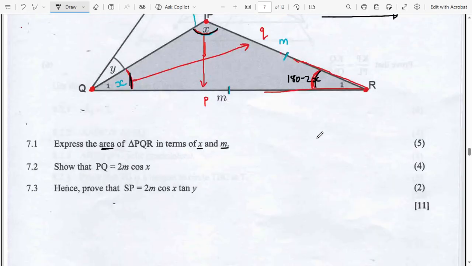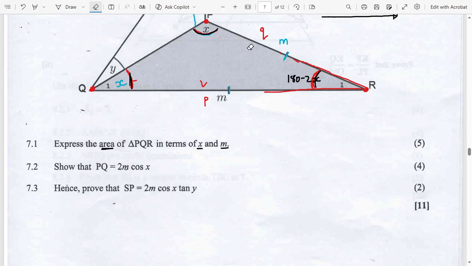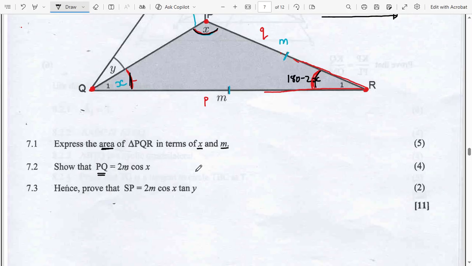Let's move to 7.2. 7.2 says that show that PQ is equal to 2m cos x. Okay, so let's assume that you don't have an idea what the question is saying or how to approach this question. So let me give you an idea of the best way that you can use to attack this one. This is very important because this is where trigonometry part 2 starts to be more interesting.